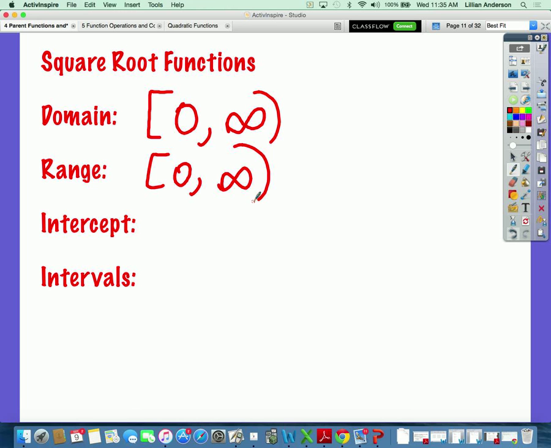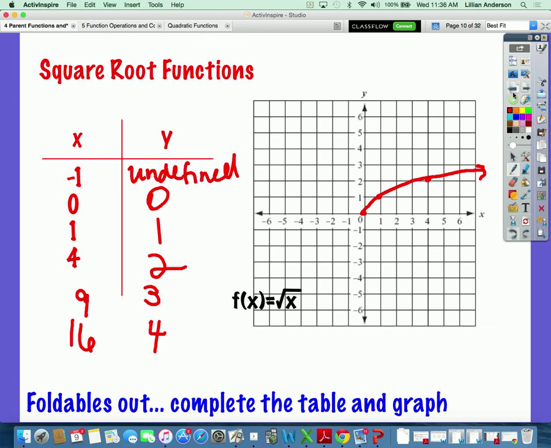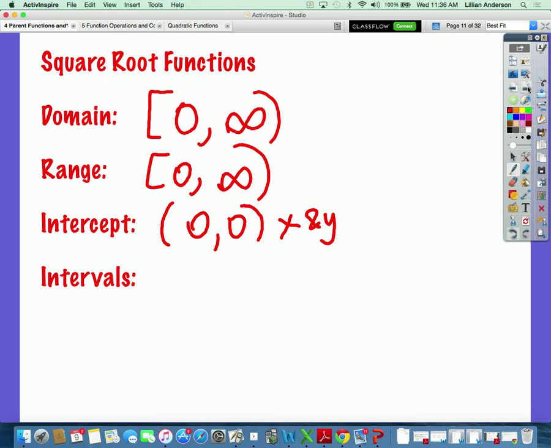But what about my intercepts? Where does it cross the y or x axis? At 0, 0. And what do I mean when I say intervals? Jamie? Where it's increasing and decreasing. If we look at this function, what's happening? It's increasing from what to what? 0 to infinity.